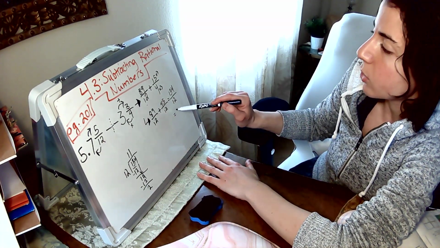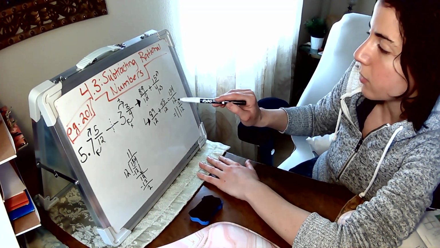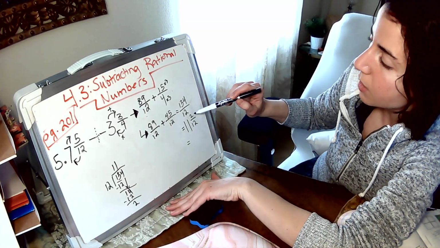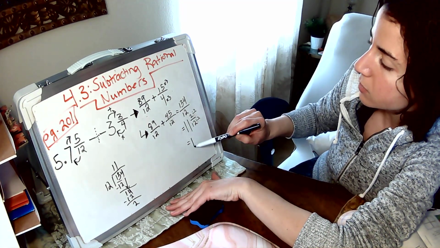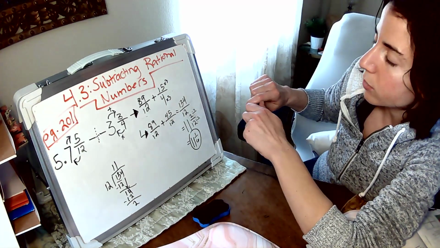Cool. So remember, it goes in 11 times, 2 is the remainder, and 12 stays as the denominator, but we can still reduce this, okay? Greatest common factor is 2. Divide the top and bottom by 2, okay? So this becomes 11 and 1/6. That is your final answer.